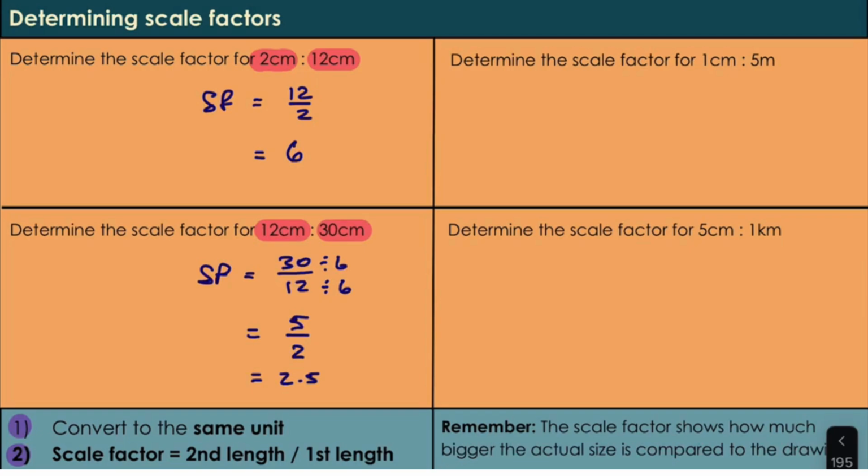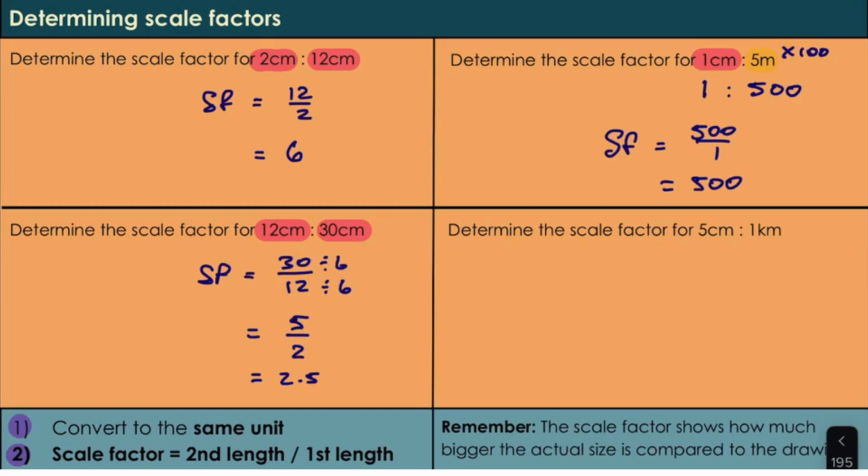Third example, we have centimeters and meters. We need the same unit. Meters to centimeters, we've got to multiply by 100. So we're going to have 500 centimeters. Now for the scale factor, we have 500 over 1. Real life size is 500 times bigger than the drawing size.